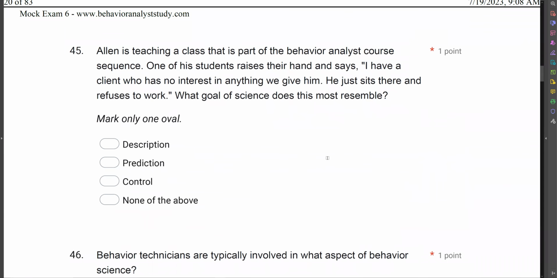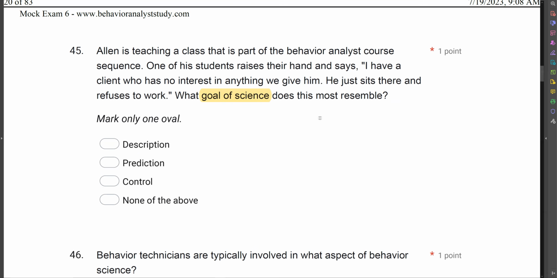45. Alan is teaching a class that is part of the Behavior Analyst course sequence. One of his students raises their hand and says, I have a client who has no interest in anything we give him. He just sits there and refuses to work. What goal of science does this most resemble? All right, this is option A on, or 1A on the task list, right?